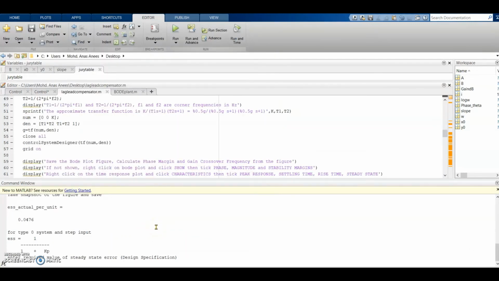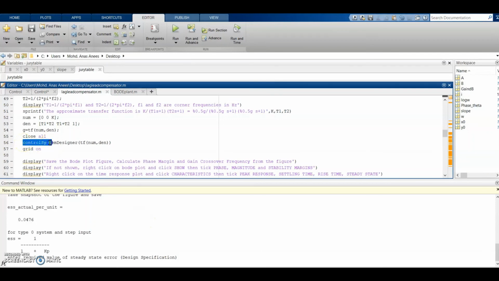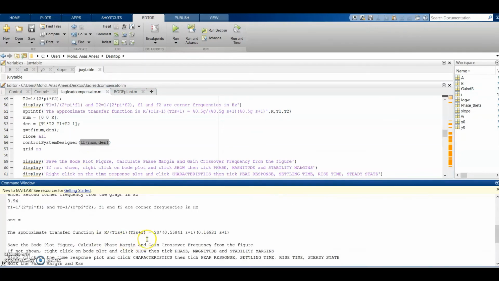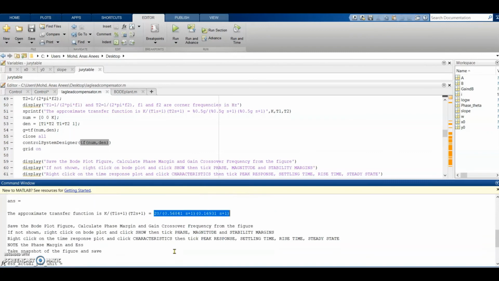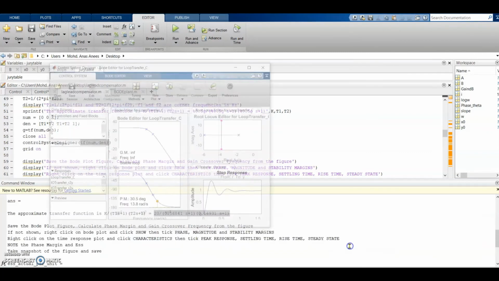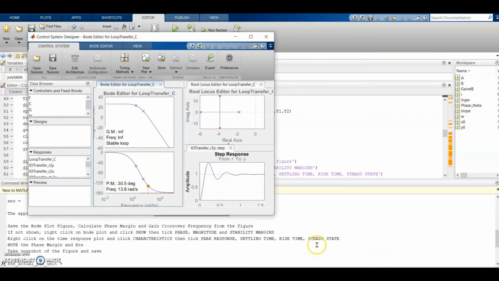Now as we have found out the transfer function of our practical system, things will become very easy for us. We can start the Control System Designer, which is in MATLAB, based on the transfer function. Which transfer function? Based on this calculated transfer function. So the Control System Designer is opened. Now let's read what it says.